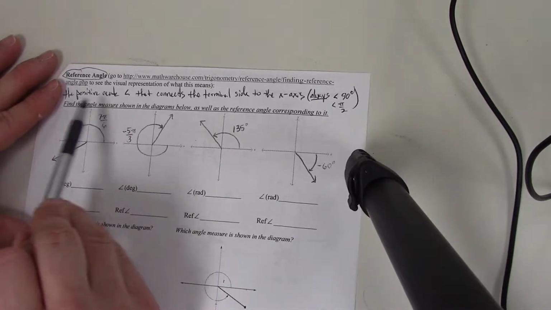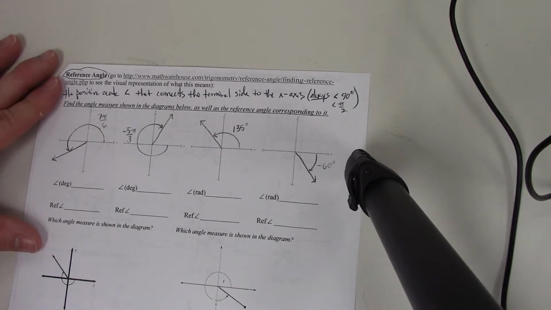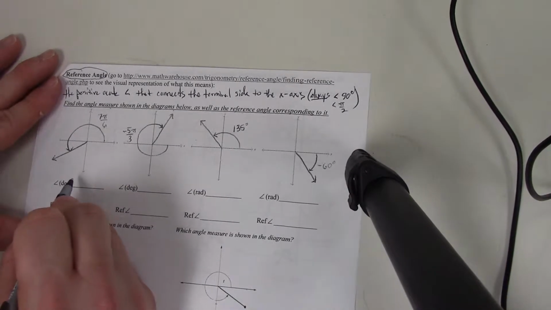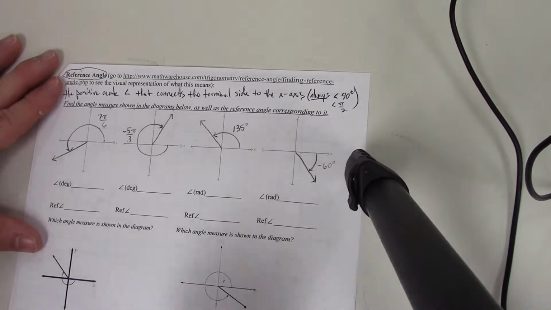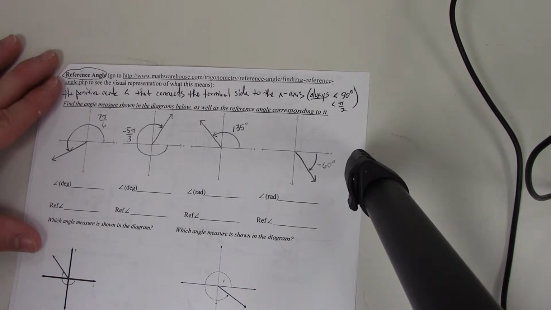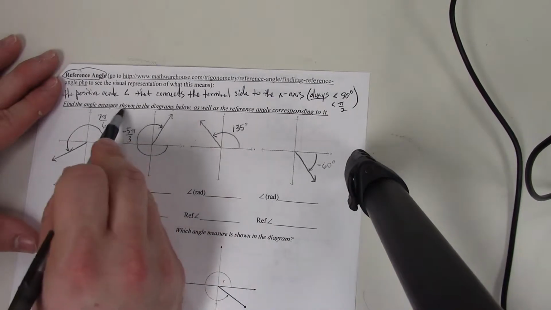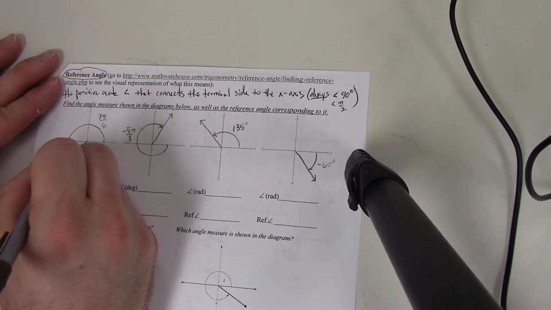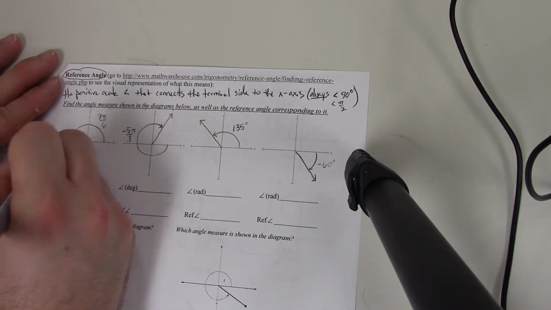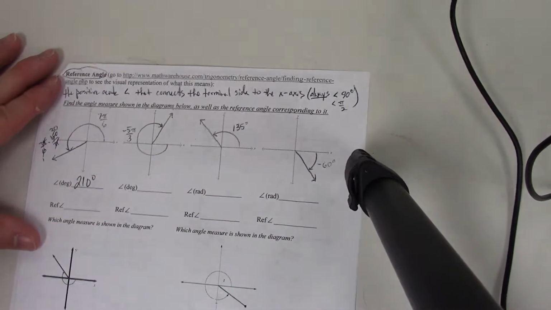The example says, find the angle shown in the diagrams below as well as the reference angle corresponding to it. So I want to give it in degrees if it's given in radians, and then I want to give it in radians if it's given in degrees, just going back and forth. This isn't that hard. If I want to figure out the angle measure shown in degrees, as well as the reference angle, I'm going to find the angle measure shown by going 7 pi over 6 times 180 over pi. Those cancel, and I get 210 degrees.